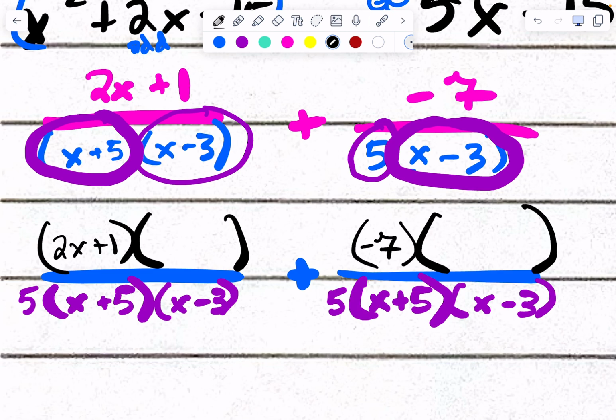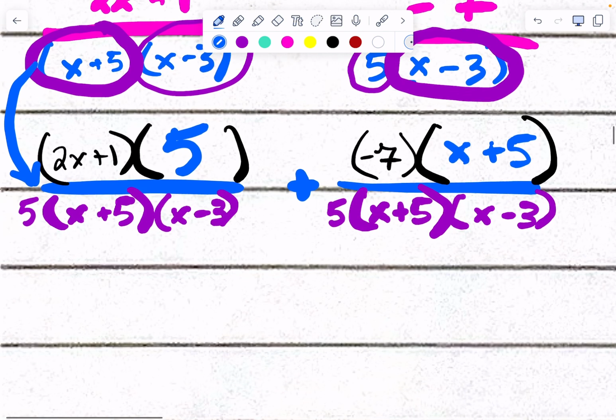Okay. So, what do I need to multiply this by to get to this bottom here? Like x plus 5, x minus 3. He has an x plus 5, he has an x minus 3, but he's missing this 5, right? So, I'm going to multiply by 5. Yes? Okay, this one has a 5 and an x minus 3. What is he missing? He's missing an x plus 5. Yeah? Now we distribute.